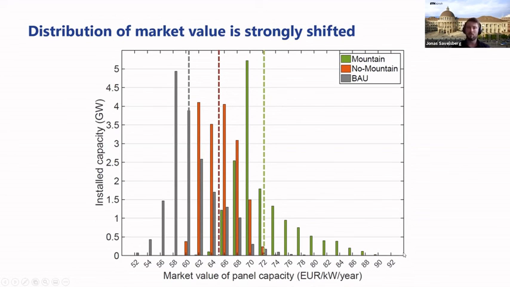So this effect that I've shown on the last slide of a 20% increase in market value of capacity is even much more pronounced for a certain part of these locations. And these are mostly those that are very high up in the mountains. And basically, to sum it up, the statement here would be the higher we place them, the better.